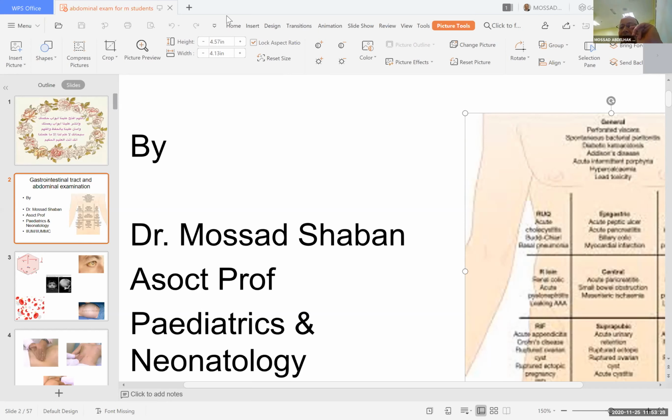So for every part of the abdomen, you must know what you are searching for, like for the liver, where you are searching for the liver. Right hypochondriac and epigastric. This is the normal liver. But if it is enlarged, the liver will enlarge as if it is going to the right iliac fossa. Sometimes if the liver is very big, you can palpate it near the right iliac fossa, okay?